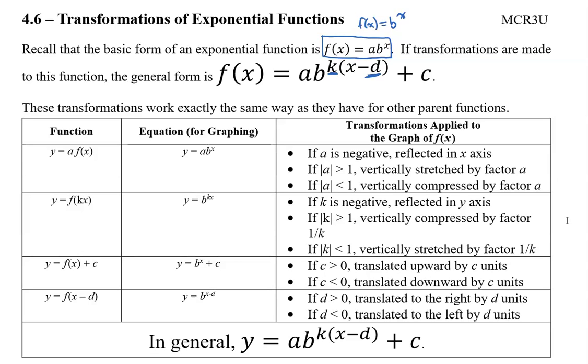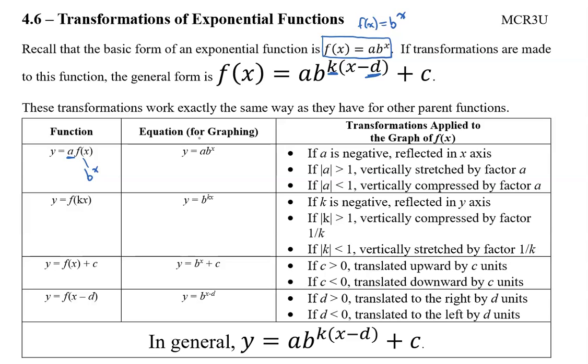So let's just very quickly review these transformations. Like I said, they're exactly the same as they have been for our entire course. Nothing has changed. If there's the a value there, in general, we'd write it as a times f of x, where f of x, as I noted already, is b to the power of x. So then it's just written as a times b to the x.